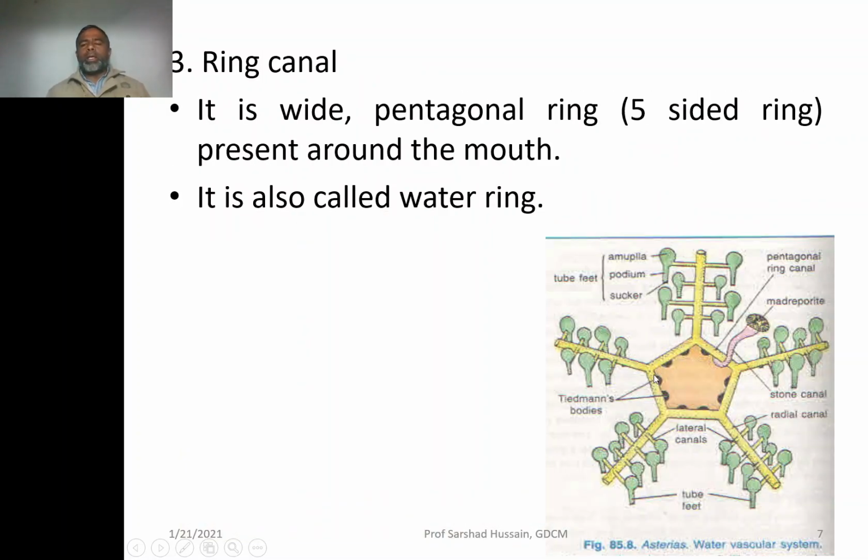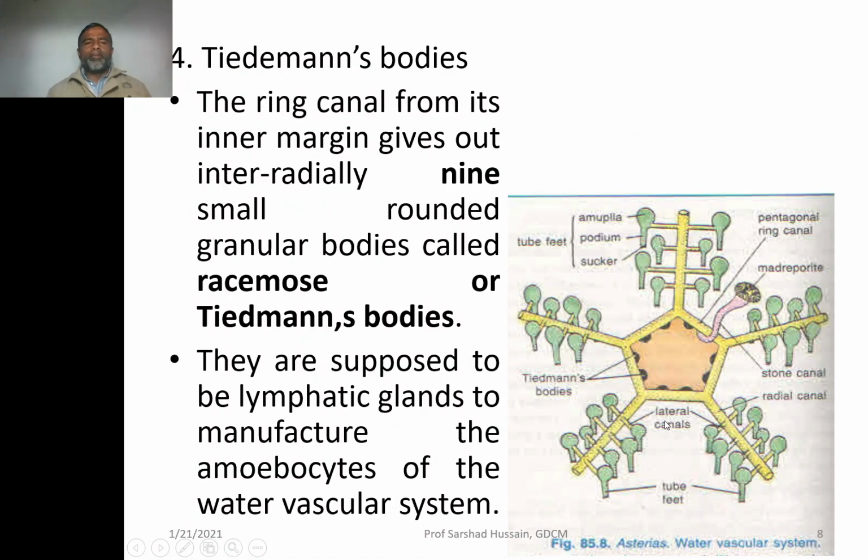Then comes the ring canal. It is wide and pentagonal because of the pentameric symmetry of the asteroids. It has this pentagonal shape; sometimes in other organisms it is round. So it is a five-sided ring. You can say one side, two, three, four, and five sides, and it is present around the mouth. It is also called the water ring.